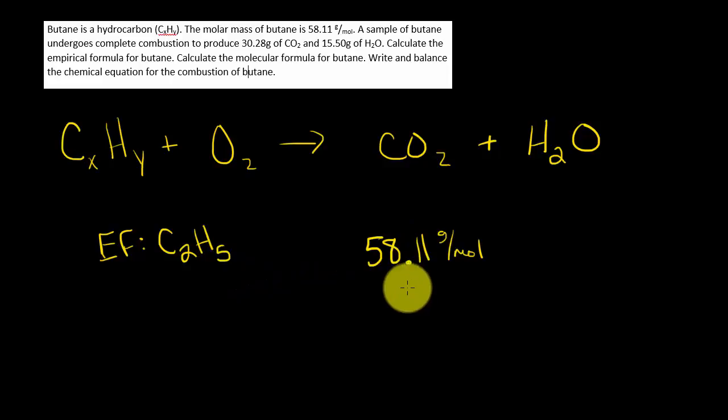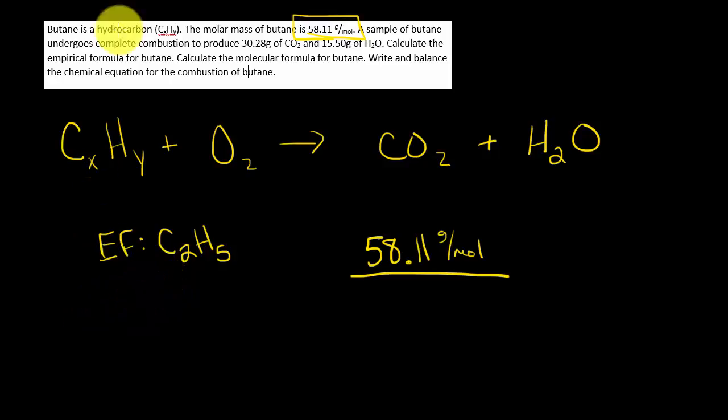So to find out what whole number multiple we need to multiply our empirical formula by, we are going to divide the molar mass of the molecular formula, 58.11, and that was given to us in the problem, by the molar mass of the empirical formula. Now that's something that off to the side we kind of have to calculate ourselves.